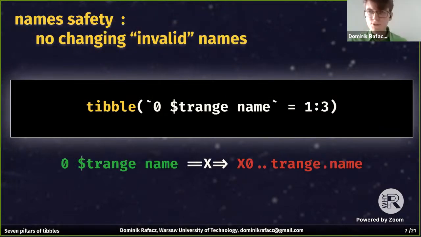Another thing is that tibbles do not change variables' names. R has something like valid names. Well, there are some restrictions on which names are valid. For example, they shouldn't begin with a number. There shouldn't be spaces or special characters inside. But sometimes you just read a data frame from a file, and you cannot control what names are inside. And in this situation, data frame transforms the name into a monster like this. While tibble provides us with this feature that it does not change any name. It's just lazier.